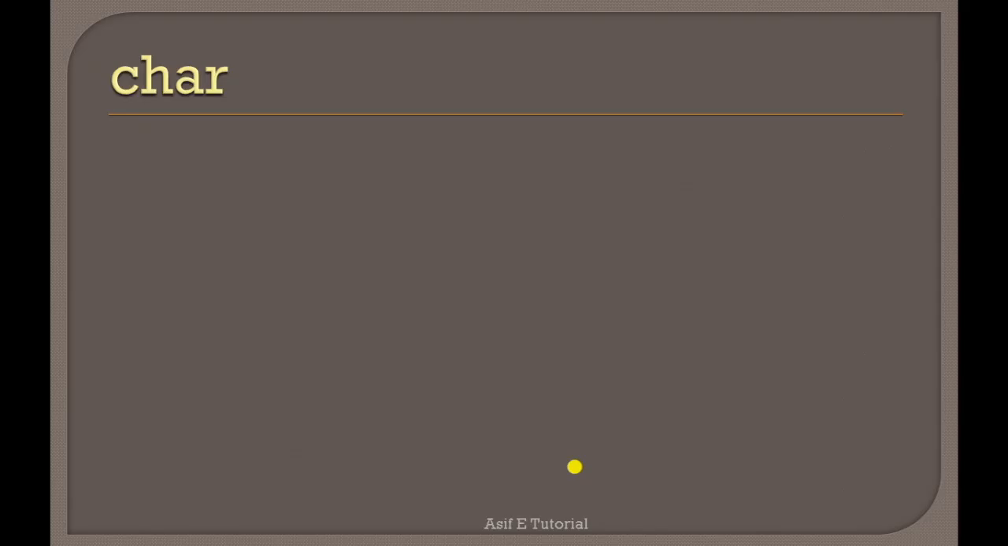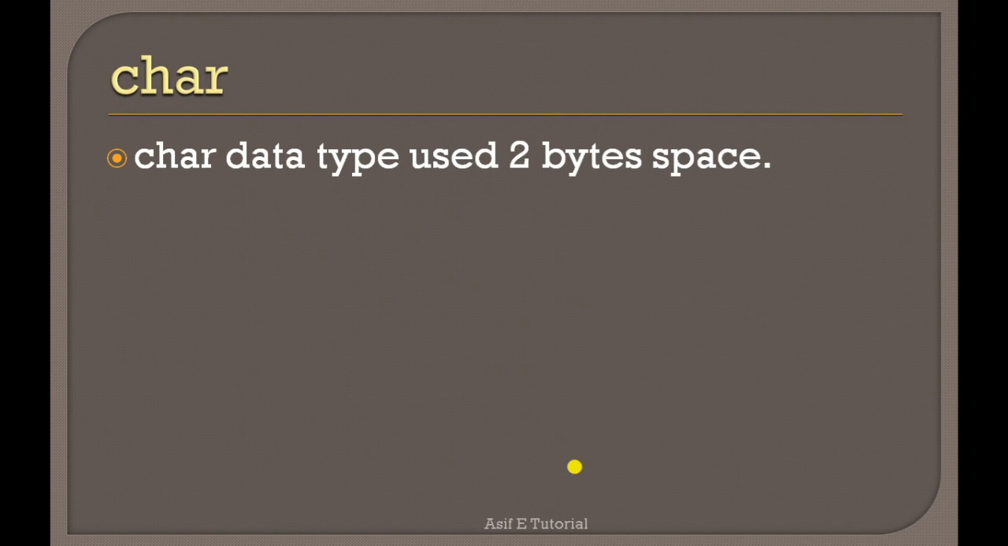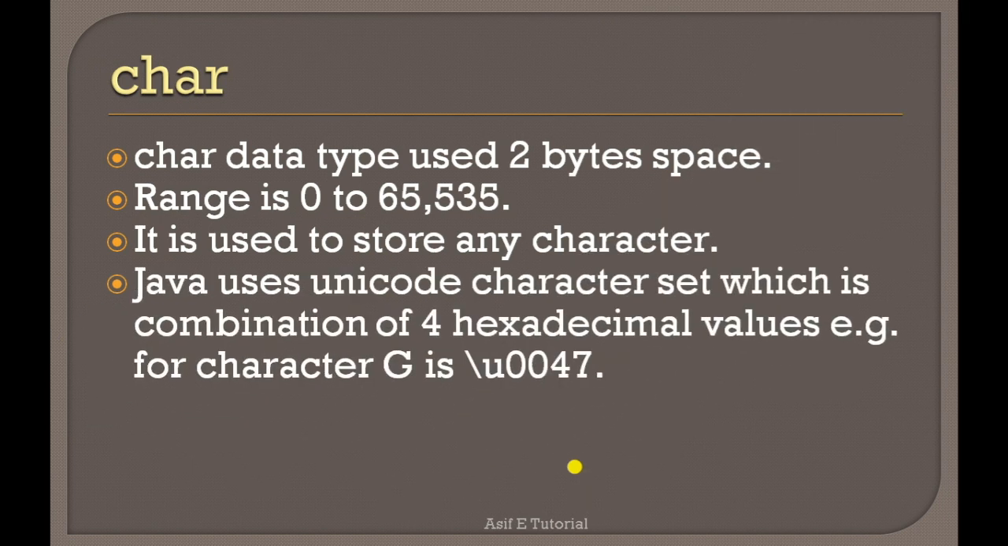Next is char data type. Whenever we want to store a character, we have to use char data type. It uses 2 bytes of space. The range is 0 to 65,535. Both are inclusive. Used to store any character.